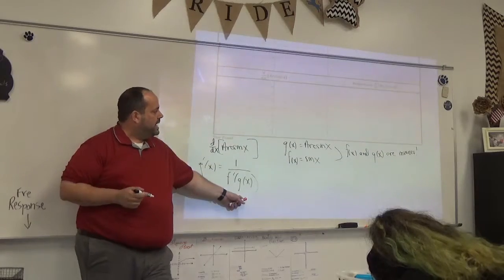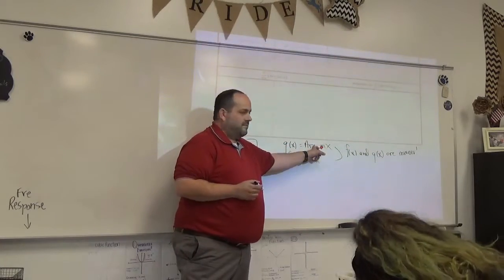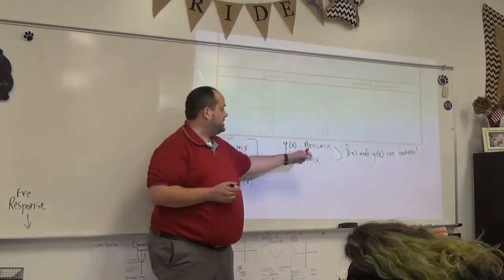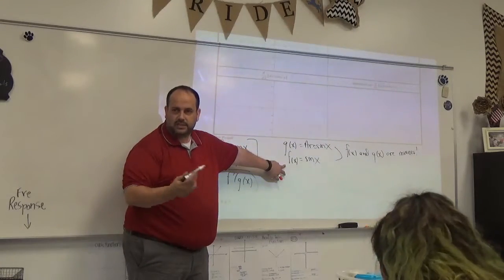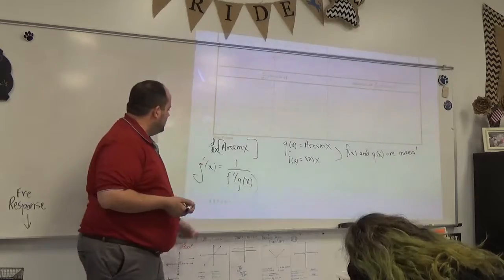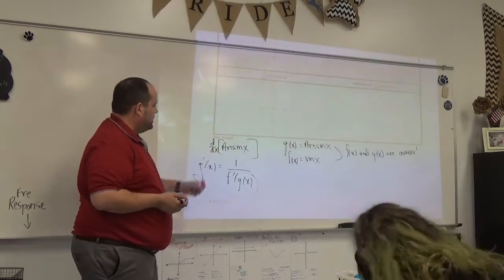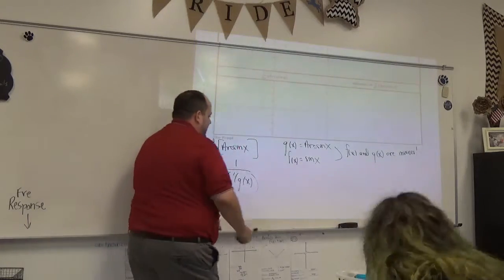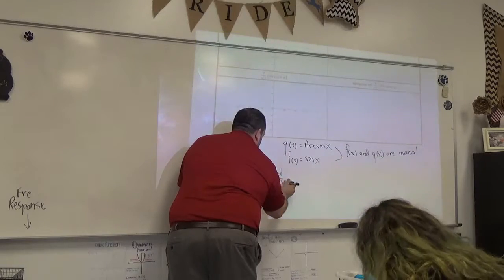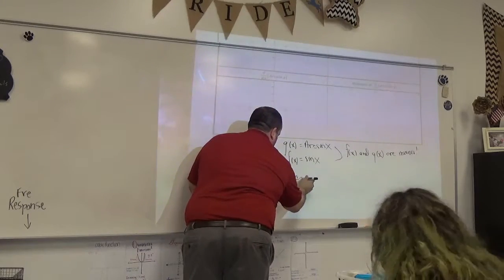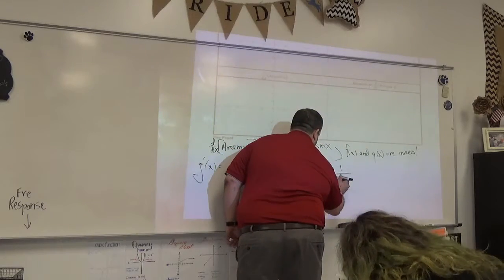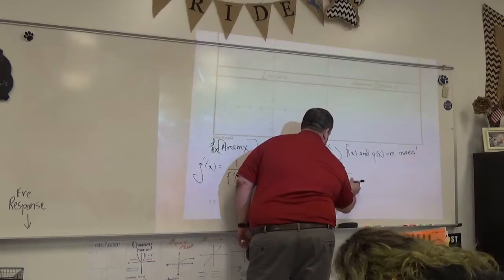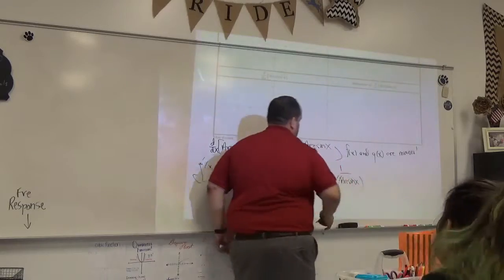G is the arc sine function that I'm trying to figure out. I don't know how to take a derivative of it yet, but I know that f is sine of x, which is the inverse. So let's use this derivative relationship. What's the derivative of arc sine going to be? The derivative of arc sine is 1 over f prime of arc sine of x.